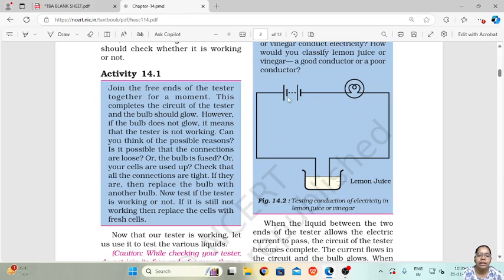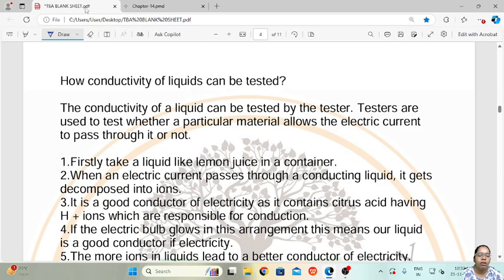So this is the setup wherein this is the battery, this is the bulb, and the wires are kept in the liquid. It may be any liquid that we are going to test, whether it is a conducting liquid or a non-conducting liquid. If we put the wire inside lemon juice, the bulb will glow. Why is the bulb glowing? Because the lemon juice is allowing the current to flow through it. That is why the bulb glows. So this shows that lemon juice is a good conductor of electricity. Hence we can prove that liquids conduct electricity.